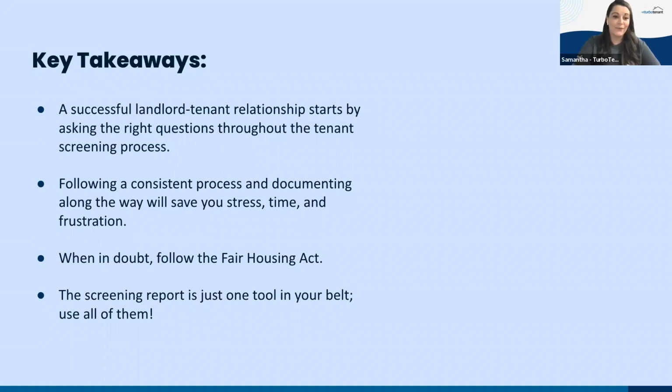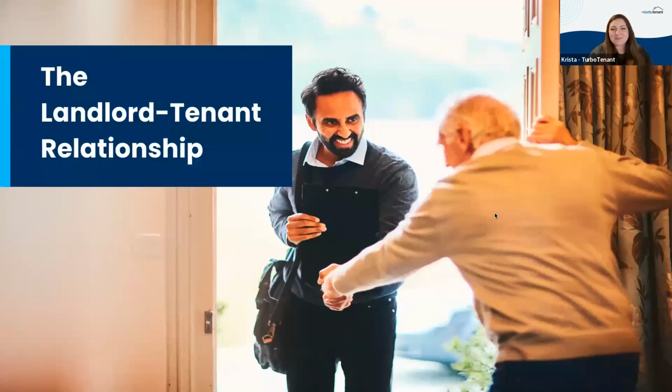When you are in doubt, follow the Fair Housing Act, which we will also touch on. And the screening report is just one of the tools in your belt, and you should use all of them. That's what the tool belt is for. Absolutely. That means you can build a great future.